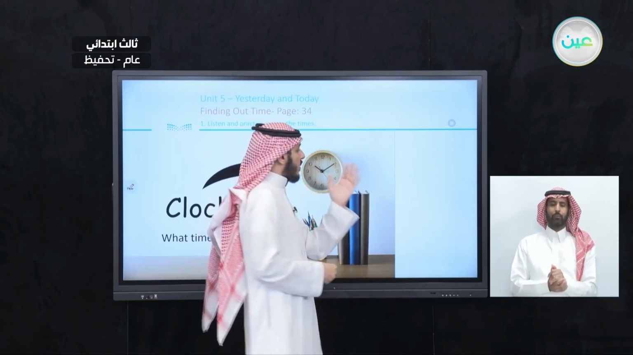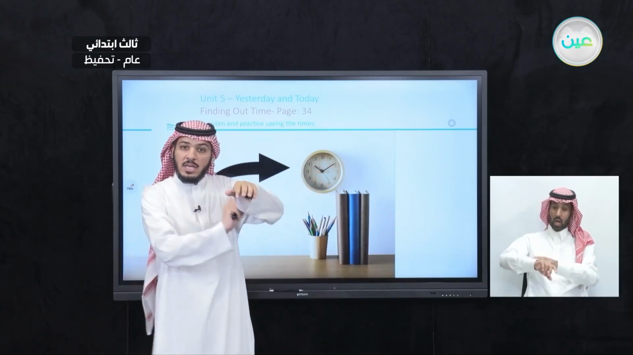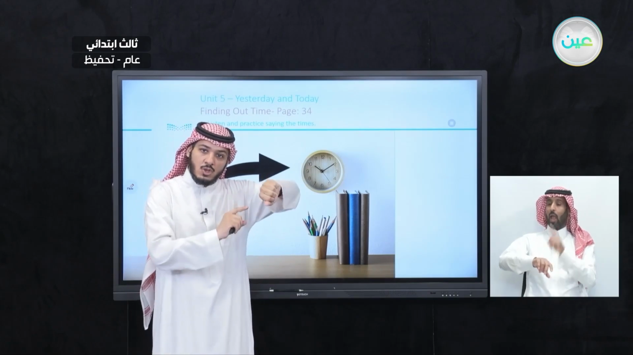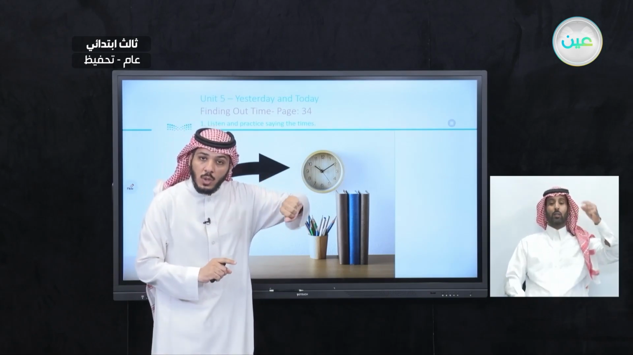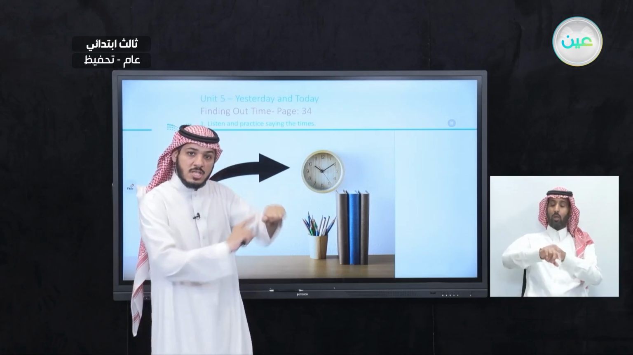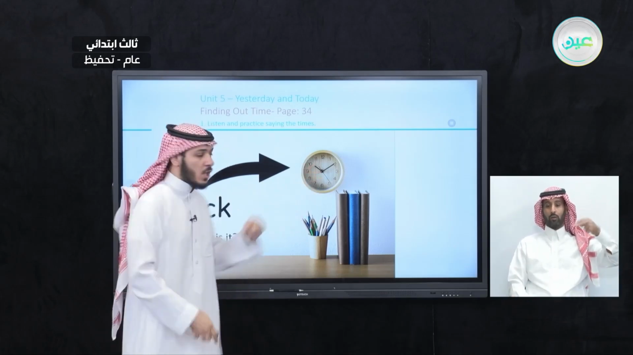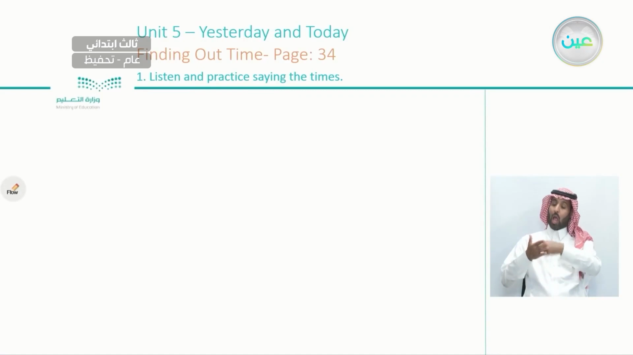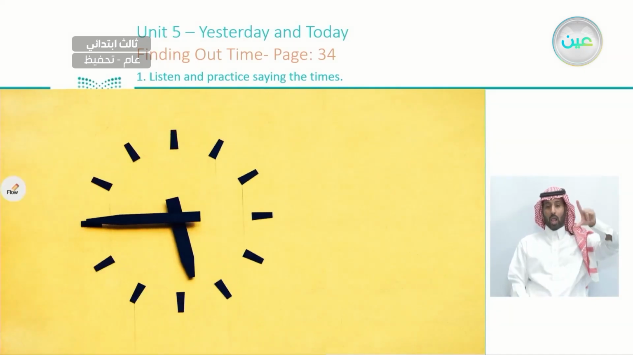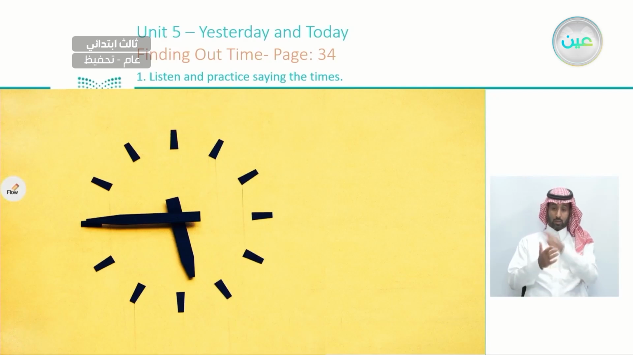Okay? So this is a clock, and the one on the wrist is what? This is called a watch. So we have a watch, and this is a clock. Okay, now how do we read the clock, the time? So this is a clock. We have a clock here, okay?